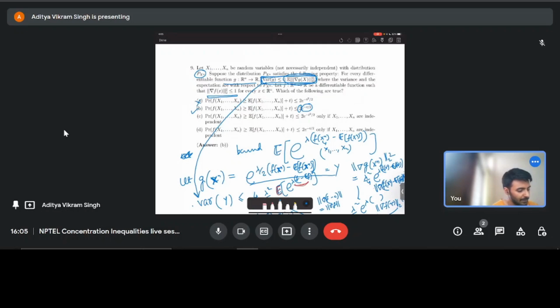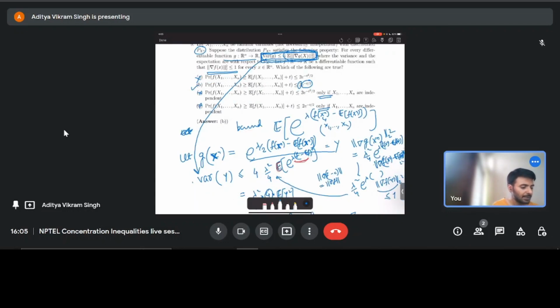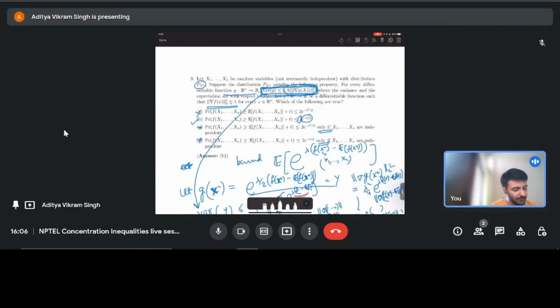Options C and D say only if, so only if is not correct. If x1 to xn are independent, we don't require independence here because we're given that P satisfies this variance condition. Once we are given that condition, we did not require any independence at all. To prove this variance is less than or equal to 4 times the expected value of the gradient, you generally require independence. But if you're given this, then you don't require independence any further.